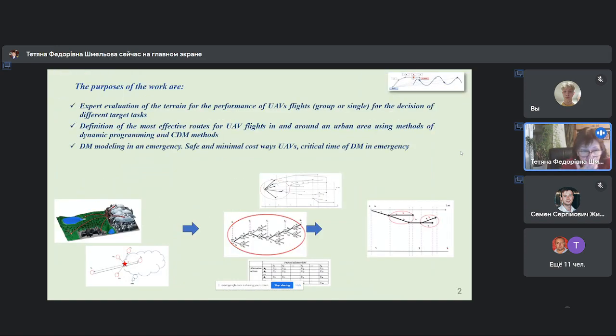I am going to talk about drones and flights of drones. The first task is analysis of the terrain where the drone will fly, and the second task is optimal routes in a smart city or between cities. And question number three is decision making in emergency, collaborative decision making, and how to make decisions in an emergency.